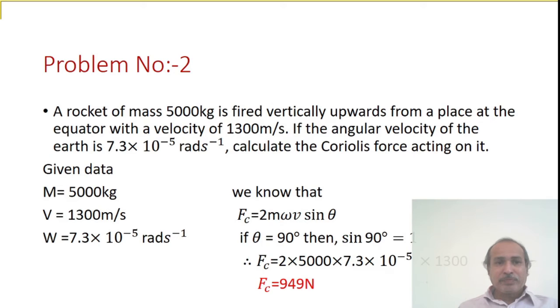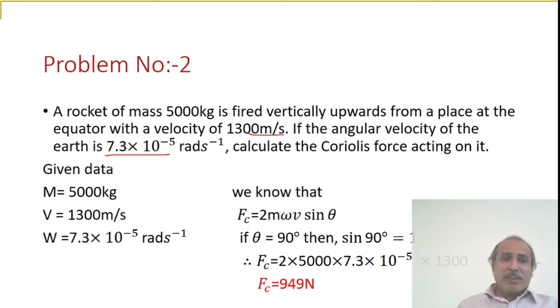Next, problem number 2. A rocket of mass 5000 kg is fired vertically upwards from a place at the equator with a velocity of 1300 meter per second. If the angular velocity of the Earth is 7.3 into 10 to the power of minus 5 radian per second, calculate the Coriolis force acting on it.